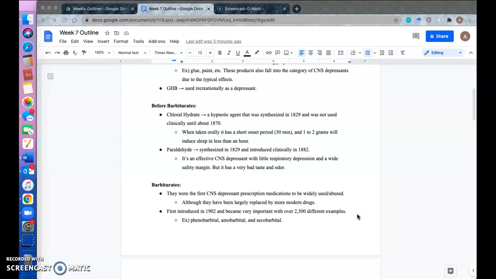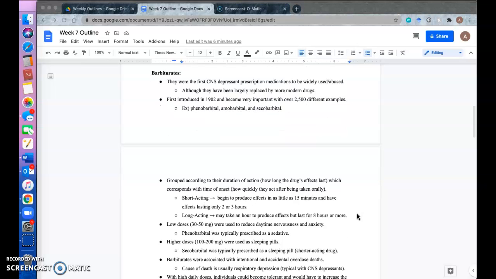There was also paraldehyde, which was synthesized in 1829 and introduced clinically in 1882. It's an effective CNS depressant with little respiratory depression and a wide safety margin. However, it's not very popular because it has a very bad taste and odor.